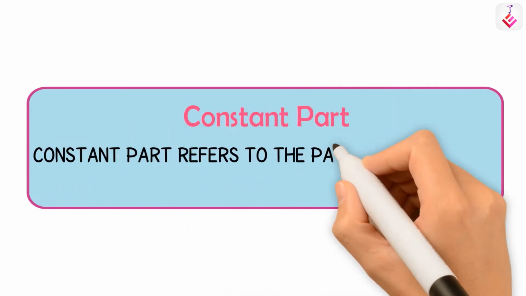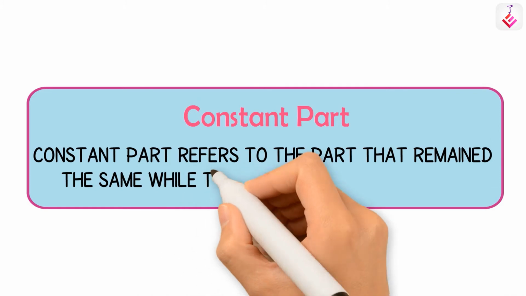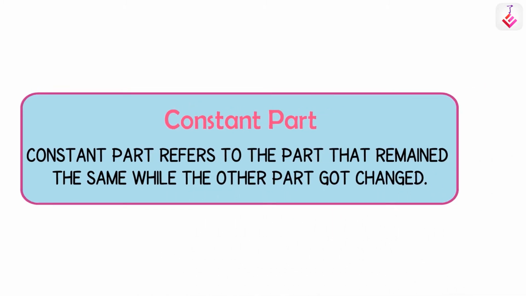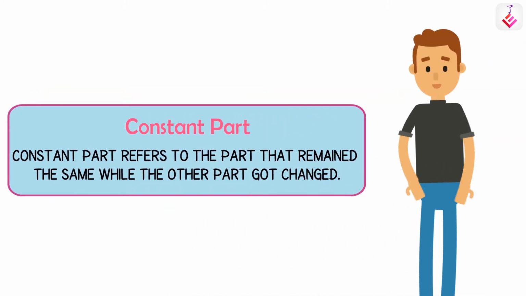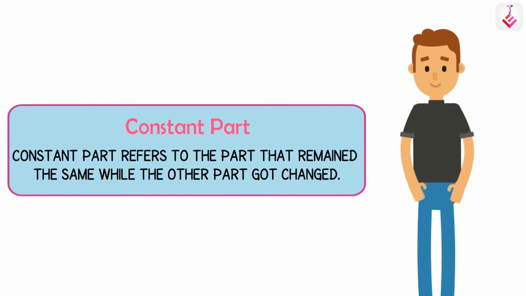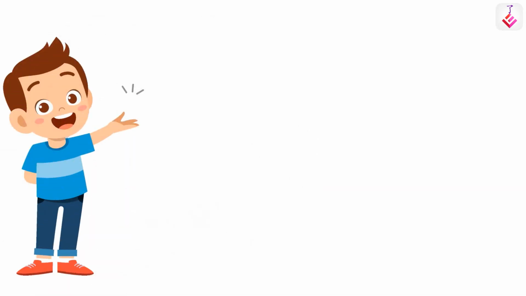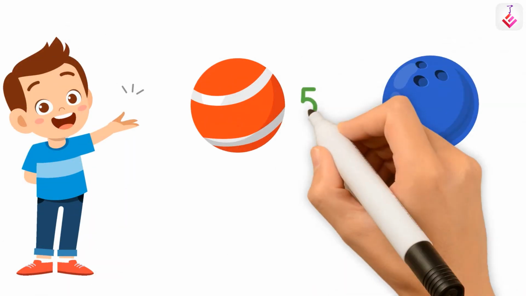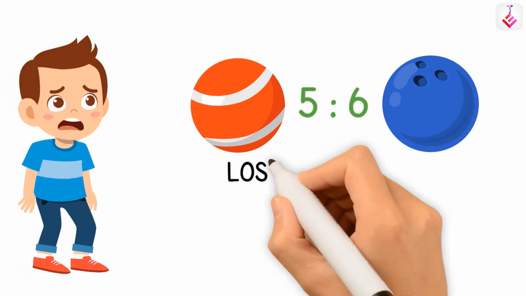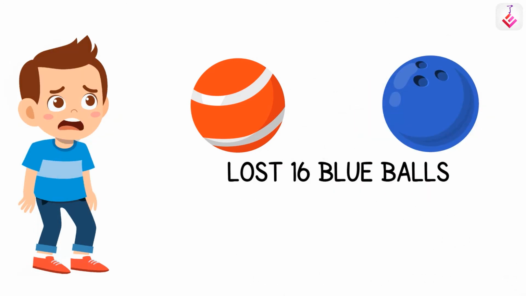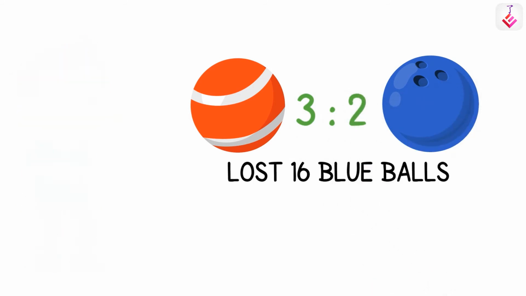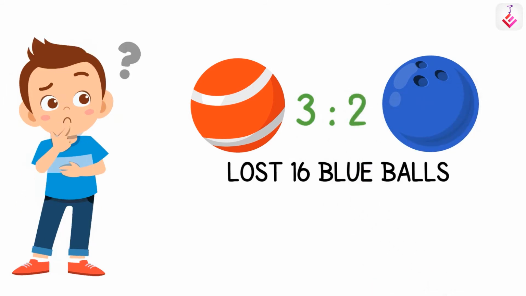Constant part. Constant part refers to the part that remained the same while the other part got changed. In this case, you will need to make the part which remained the same equal to each other. Seems confusing? Do not worry, let me show you an example. Ollie has red and blue balls in the ratio of 5:6. He lost 16 blue balls, the ratio became 3:2. How many blue balls does Ollie have now?